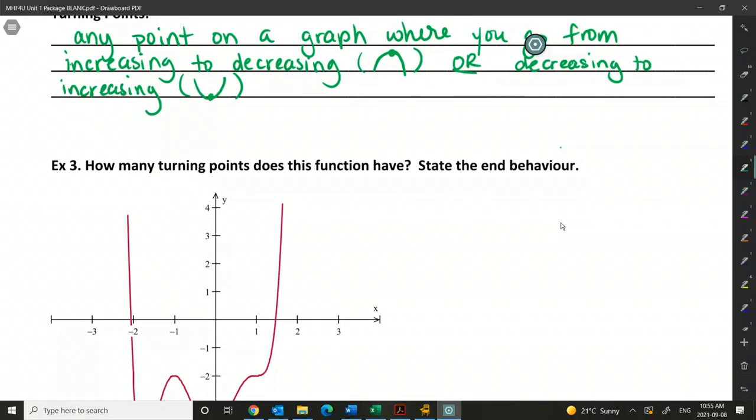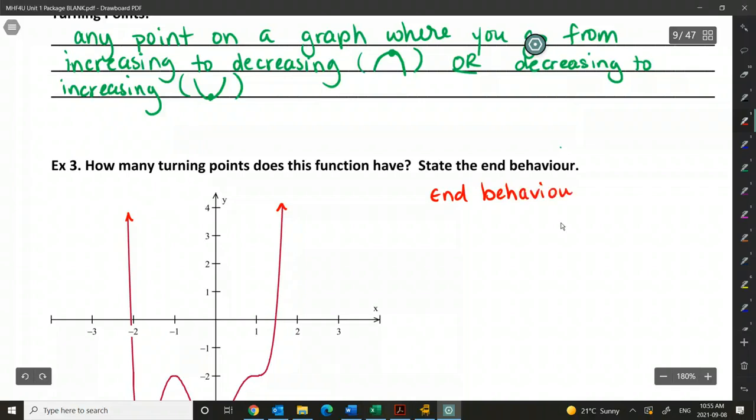So in this question, we want to state how many turning points this function has. And we're also going to state the end behavior in both notations. So we already know end behavior, let's just do that quickly. And we're going to imagine there's arrows on the end of this. So let's start with end behavior, and then we'll talk about turning points.